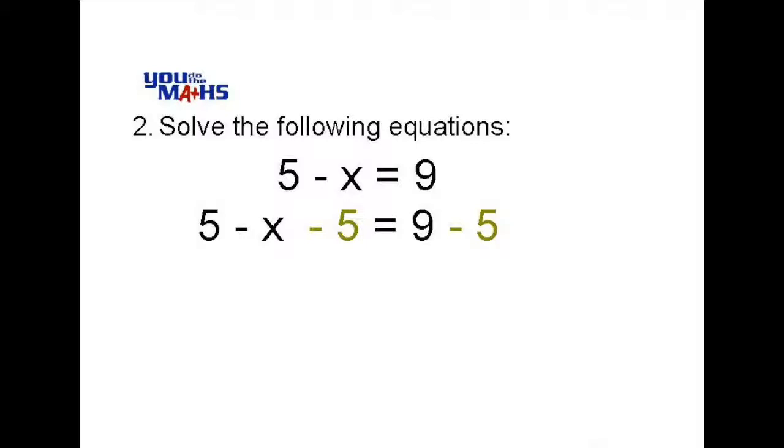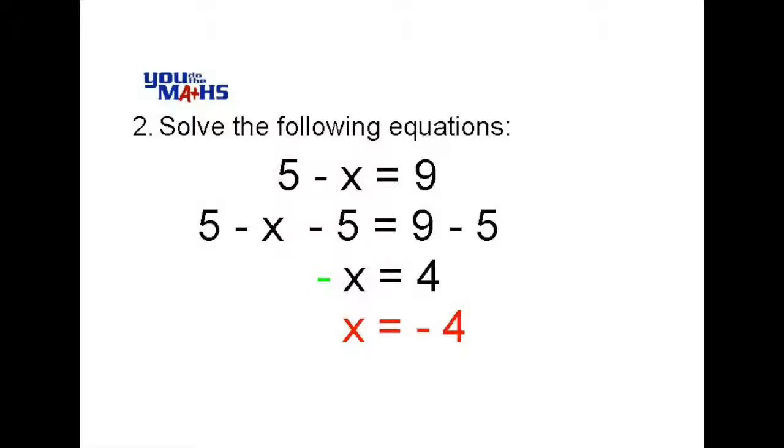Now doing that will remove the 5's from the left hand side. Of course the minus sign belongs to the x, it has to stay there, and 9 minus 5 on the right side is equal to 4. Now to find x we have to remove the minus sign. What we can do is just remove it and take it across to the right hand side. Alternatively we can say let's multiply both sides of that equation by negative 1 and we get x equals negative 4.